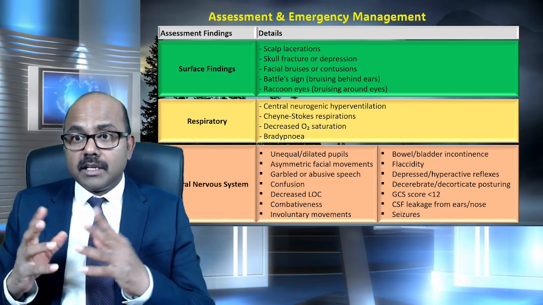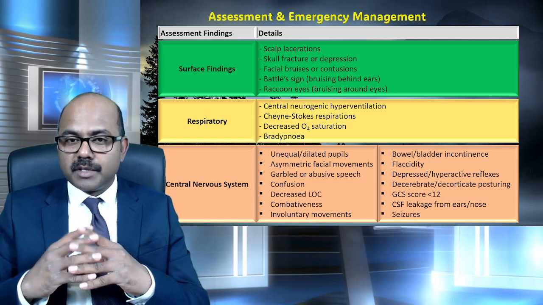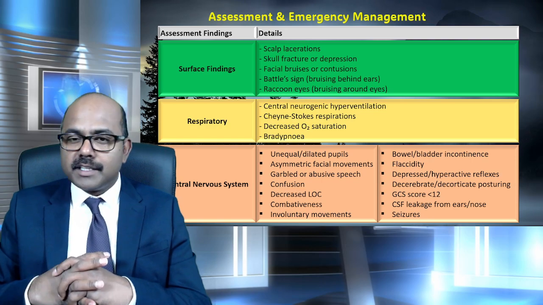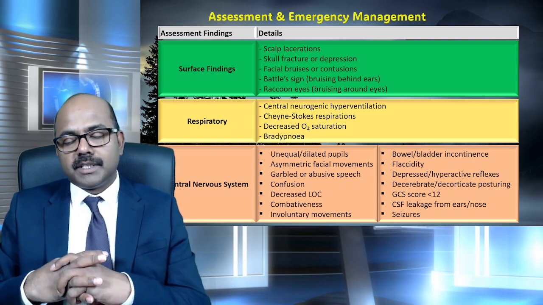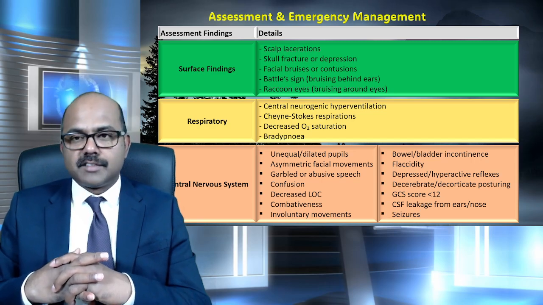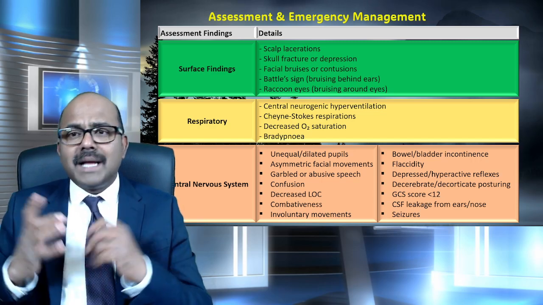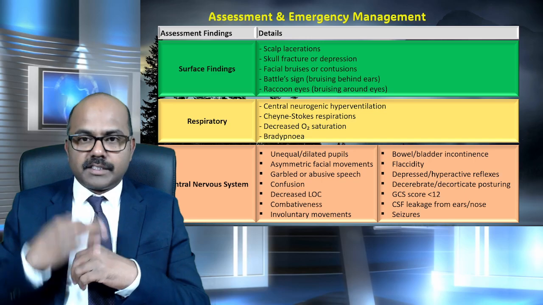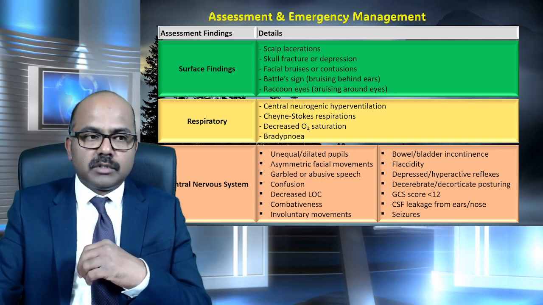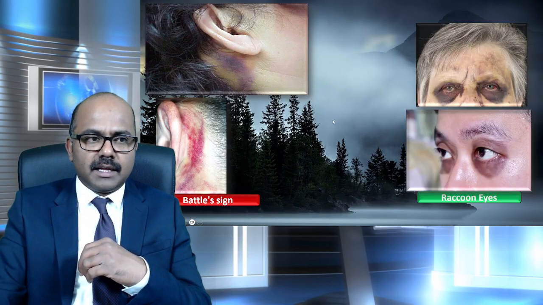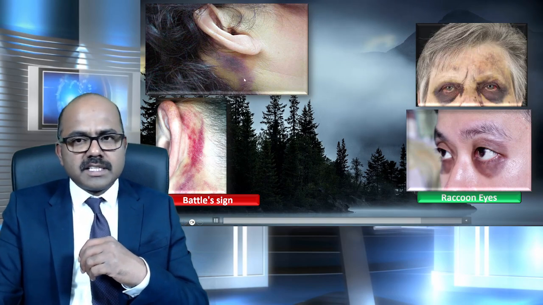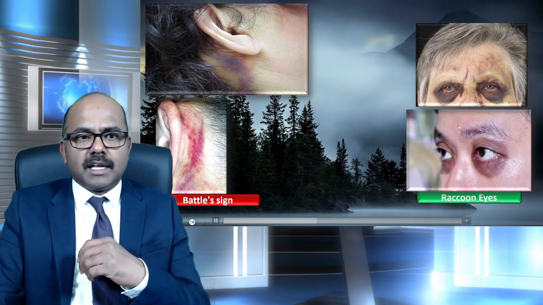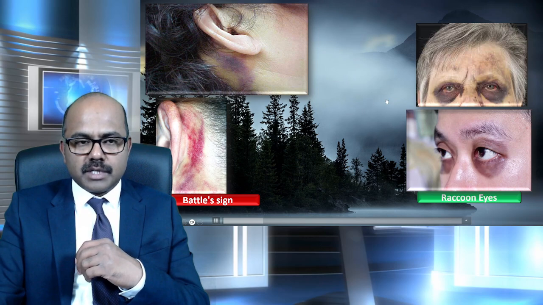Look for any facial bruises or contusions, because the face is one side of your brain. If there is a facial fracture, there is a high chance that the patient might have had a head injury or basilar skull fracture. Look for Battle's sign. Battle's sign is bruising behind the ear. And look for raccoon eyes. Raccoon eyes means bruising around the eyes. I have some pictures for that. So this is the Battle's sign, as you can see, bruising behind the ear, and raccoon eyes, bruising around the eyes.